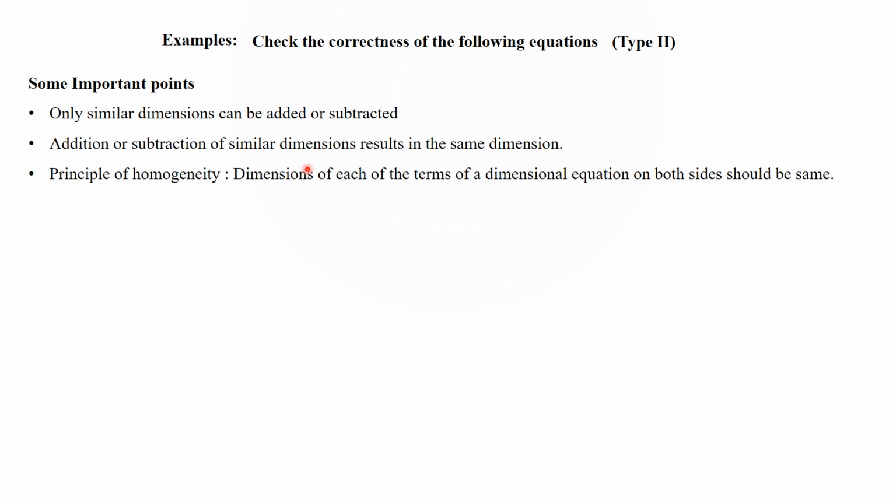Then this is the principle of homogeneity, which says the dimension of each of the terms of a dimensional equation on both sides should be the same.